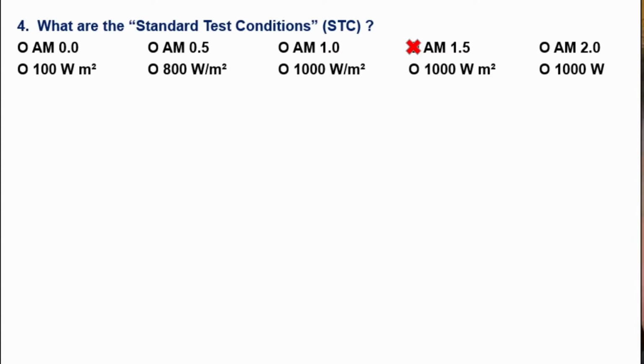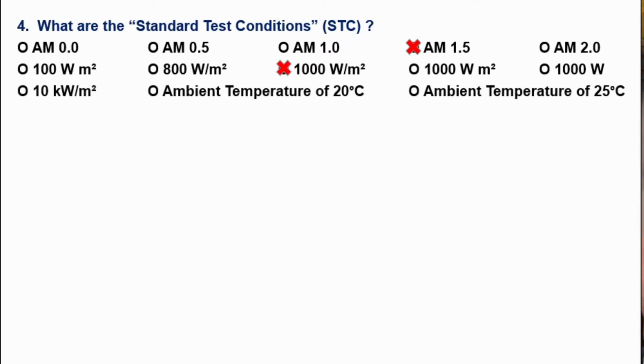The irradiance level, what is used? Is it 100 watt times square meter, 100 watt divided by square meter, or 1000 watt divided by square meter, 1000 watt times square meter, or 1000 watt? What is correct? It's the 1000 watt per square meter. Next part, there would be another option, 10 kilowatt per square meter. That's not correct.